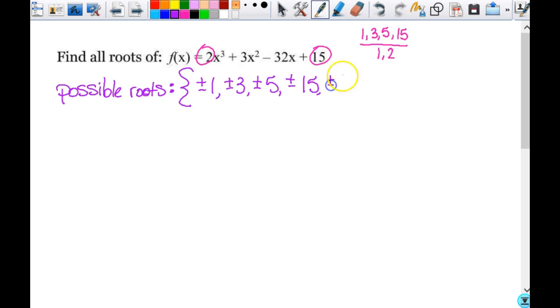Then plus or minus 1/2. Plus or minus 1/3, plus or minus, oh no, I'm sorry, what am I doing? It is not 1/3. What is it? 3/2. Sorry about that, I was doing the 1. It's 1 over 2 and then 3 over 2. My bad, 1/3 doesn't make any sense. 3/2, plus or minus 5/2, plus or minus 15/2.